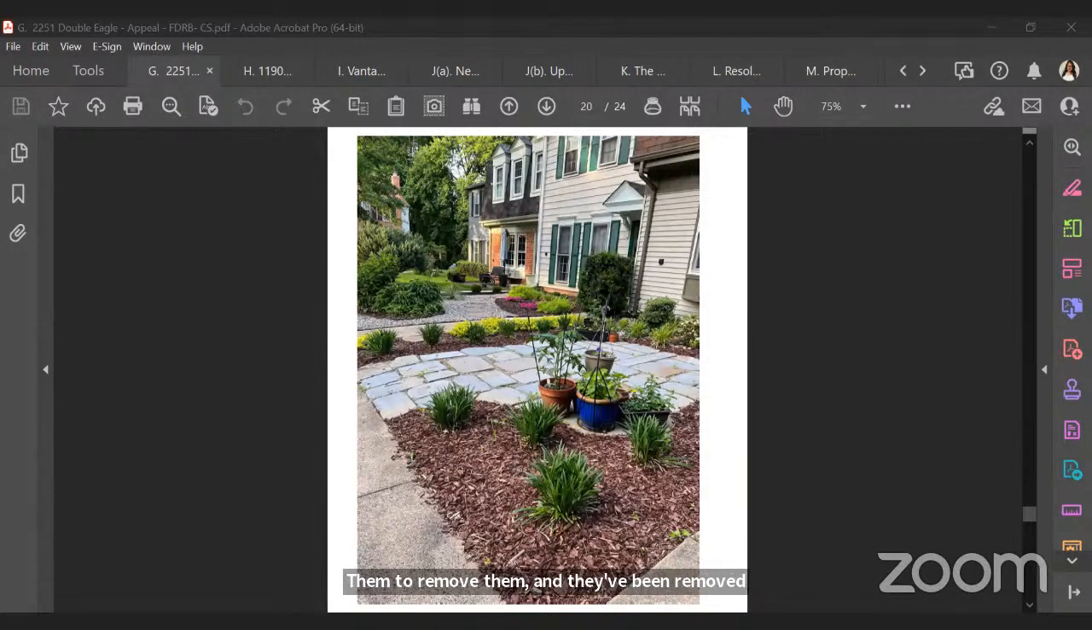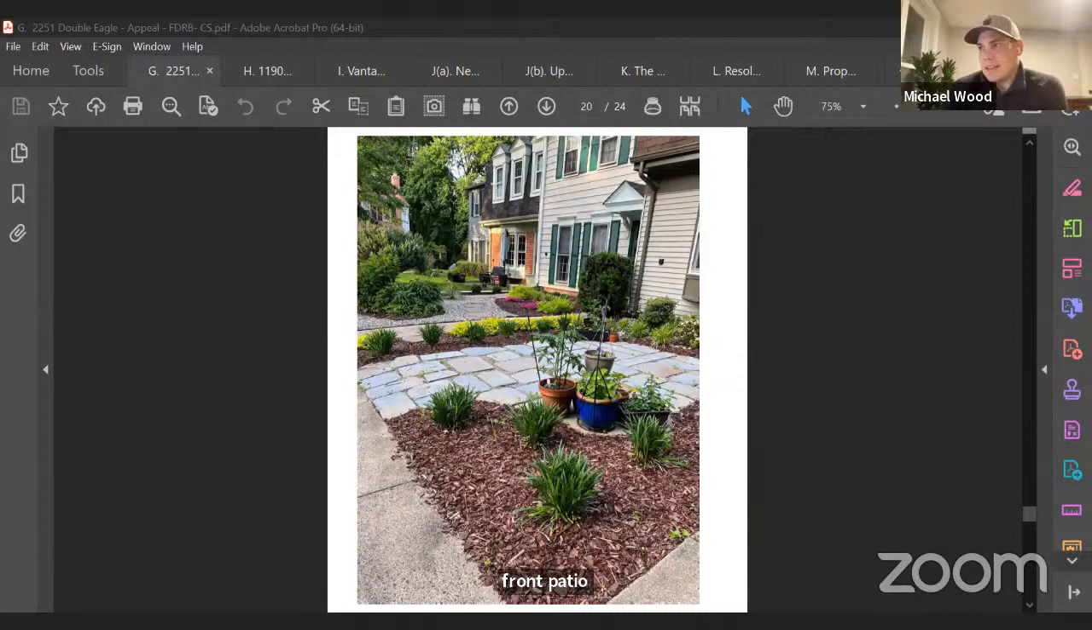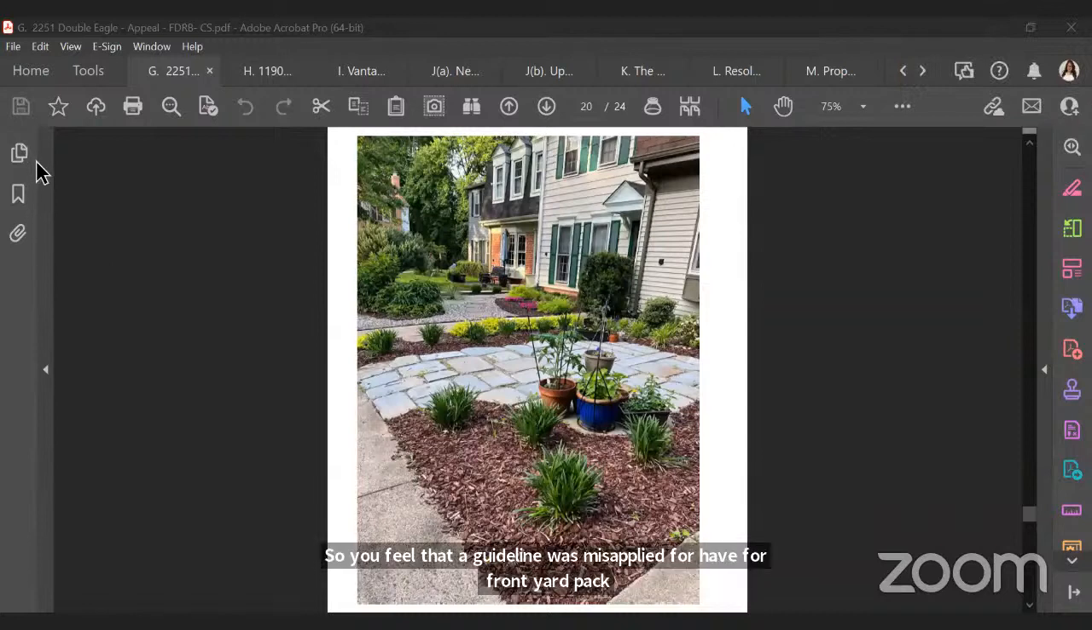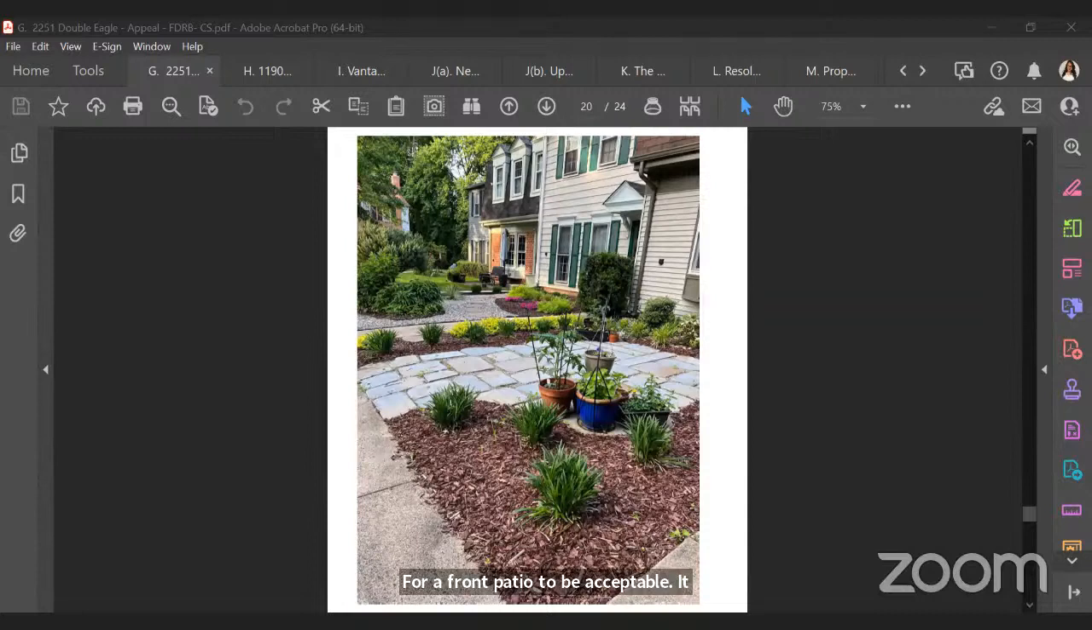So we were not sure why, if RA requires that front patios be enclosed, and we clearly in our guidelines state that we don't allow enclosures, why it was approved for this homeowner to have this front patio. Okay, so you feel that a guideline was misapplied for front yard patios? Correct. We have a guideline that does not allow any sort of privacy enclosures. And according to RA, for a front patio to be acceptable, it would have to be fully enclosed. Okay.